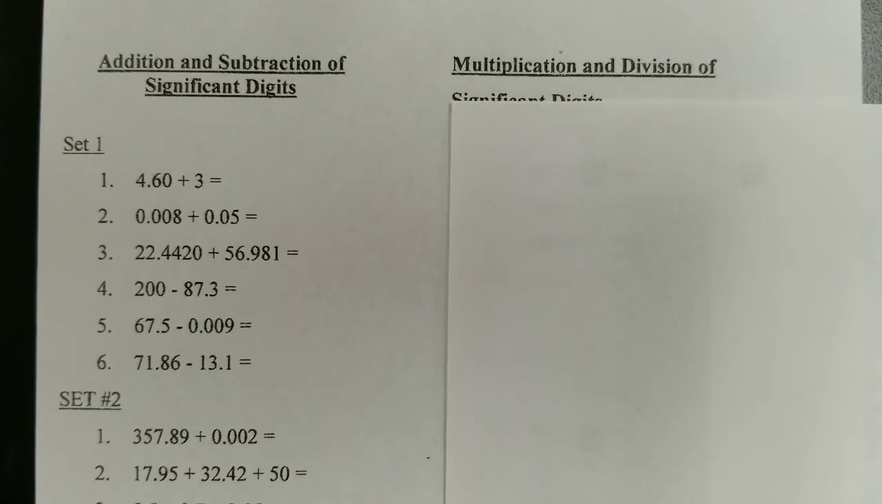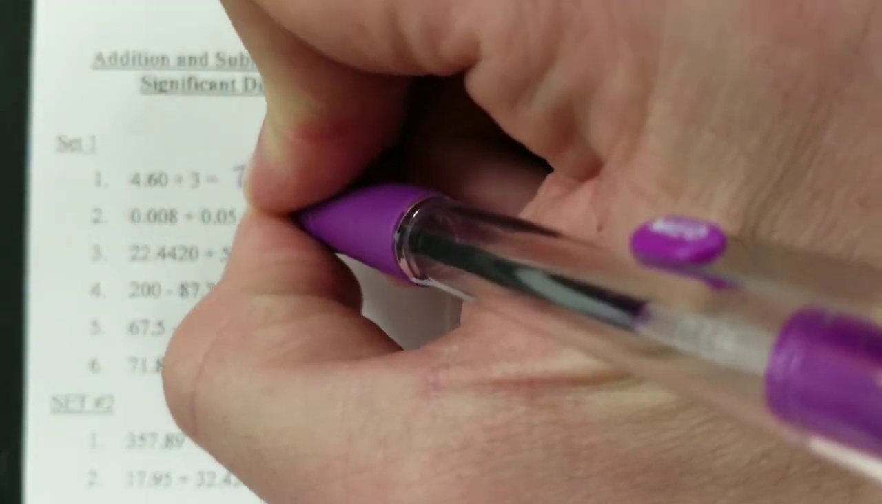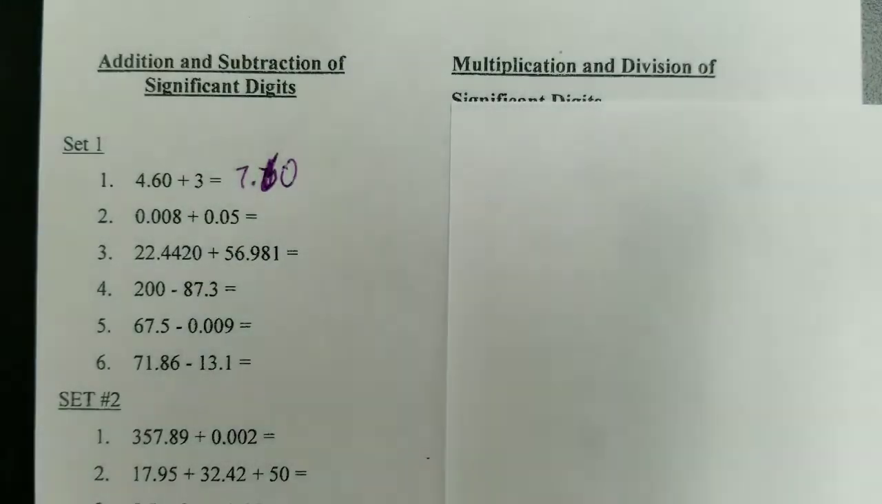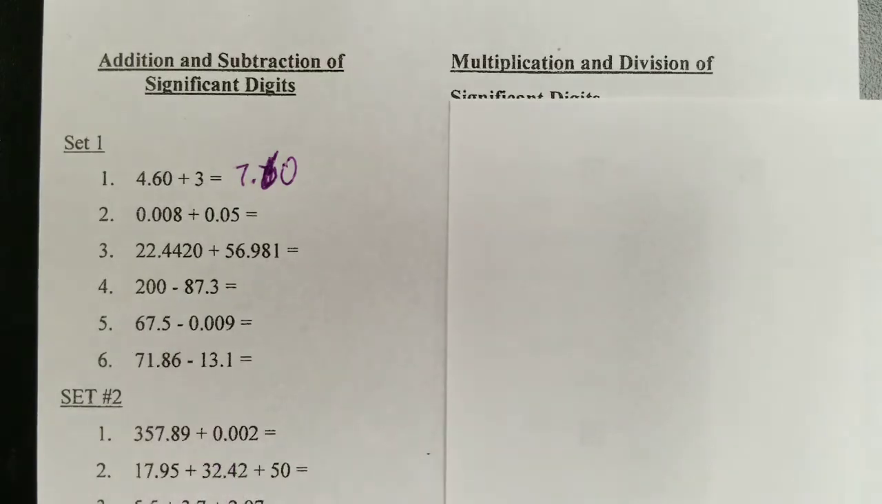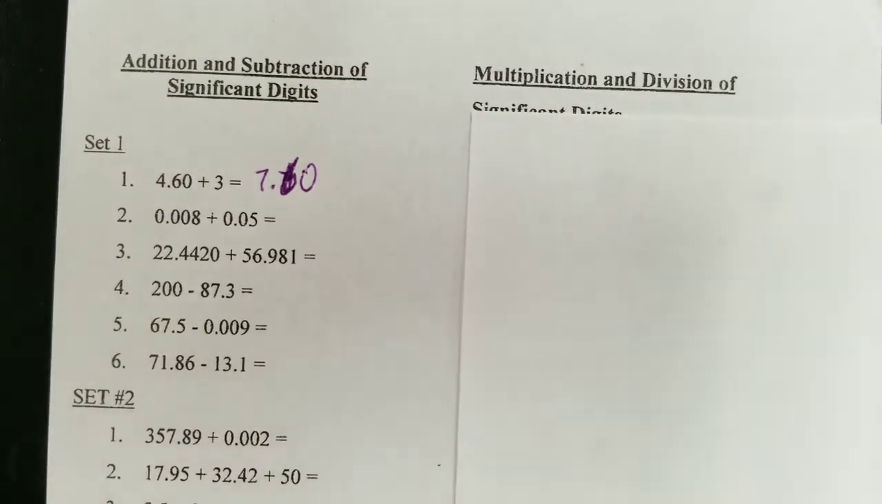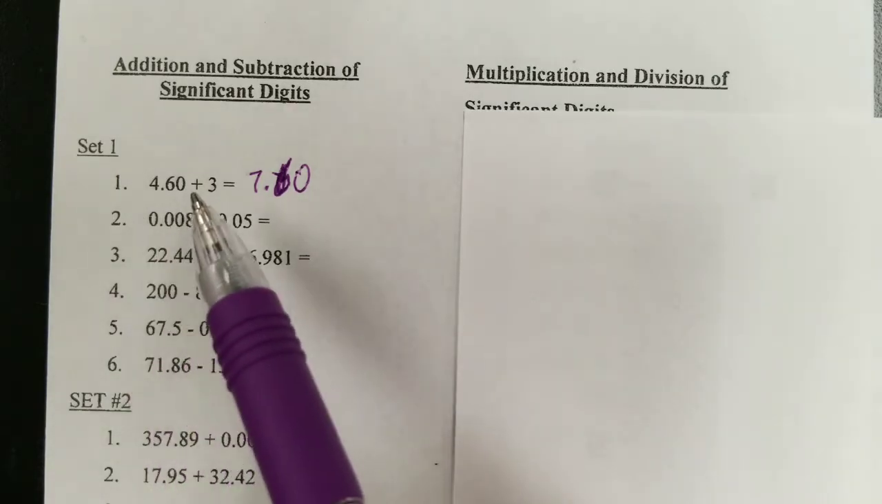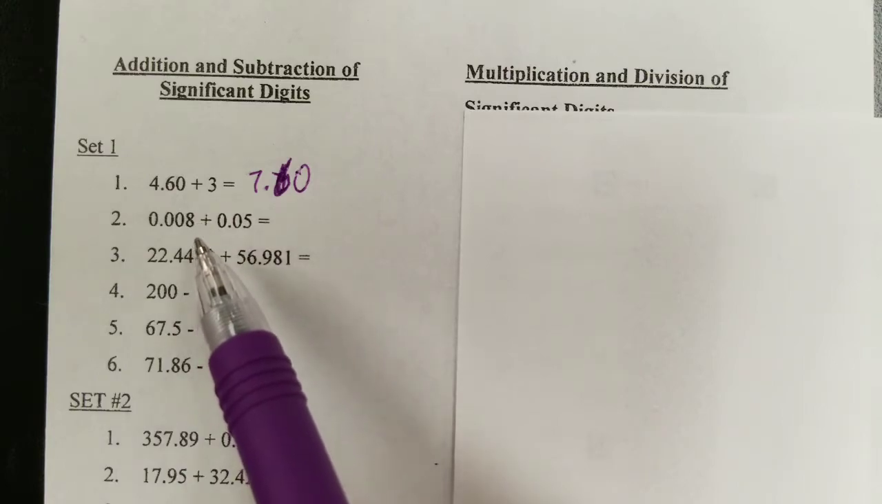To begin with, if you type this on your calculator, the answer to this one is 7.60. And to be clear, if you write that for an answer, you're wrong because you need to round according to significant figure rules. So with addition and subtraction, remember the rule is that you round according to which number goes the least decimal places to the right.